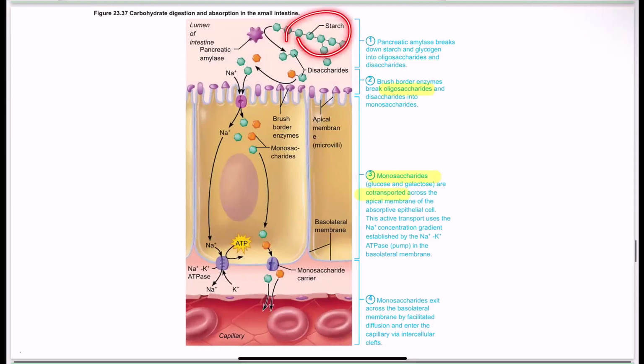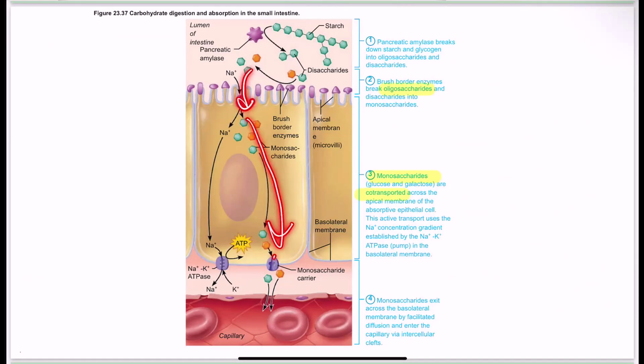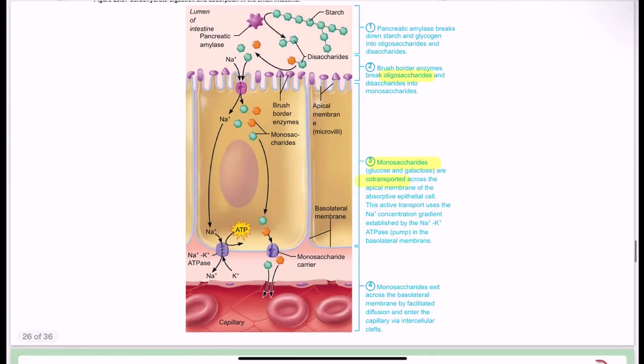So we break up that starch, break it up some more, co-transport with sodium, travel across the cell, leave, and enter the blood. That's what happens. That's carbs.